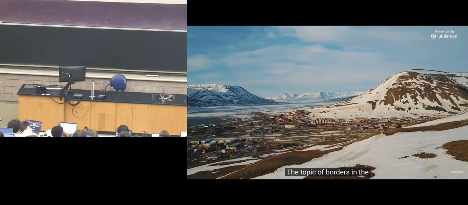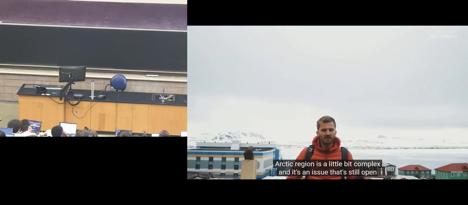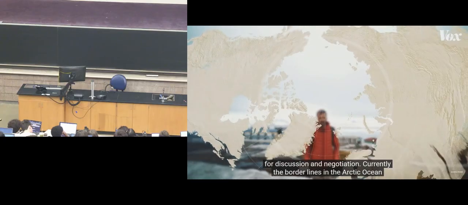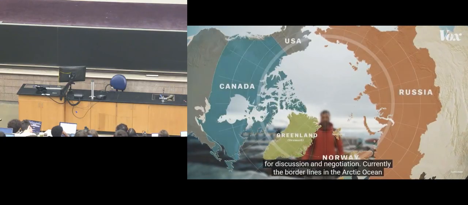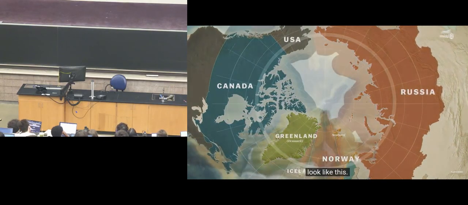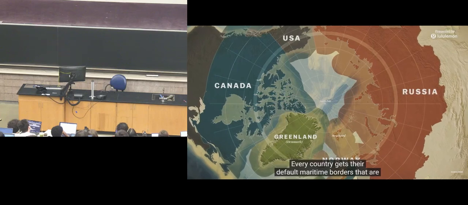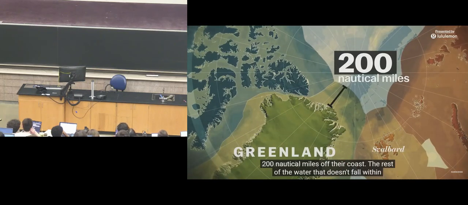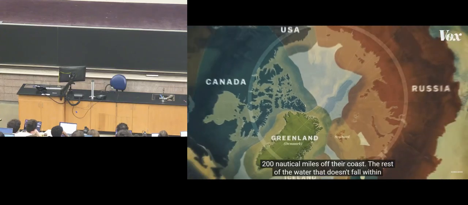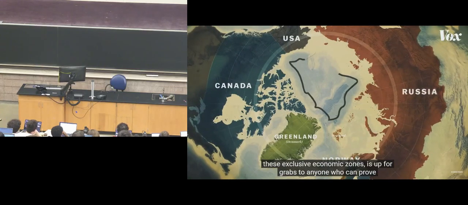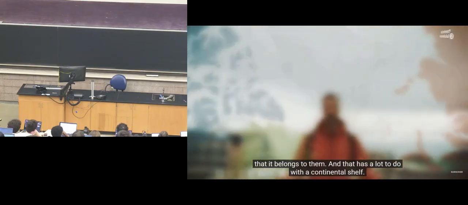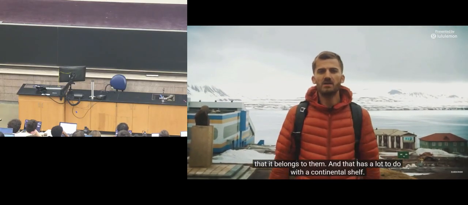The topic of borders in the Arctic region is a little bit complex, and it's an issue that's still open for discussion and negotiation. Currently, the border lines in the Arctic Ocean look like this. Every country gets their default maritime borders that are 200 nautical miles off their coast. The rest of the water that doesn't fall within these exclusive economic zones is up for grabs to anyone who can prove that it belongs to them. And that has a lot to do with a continental shelf.